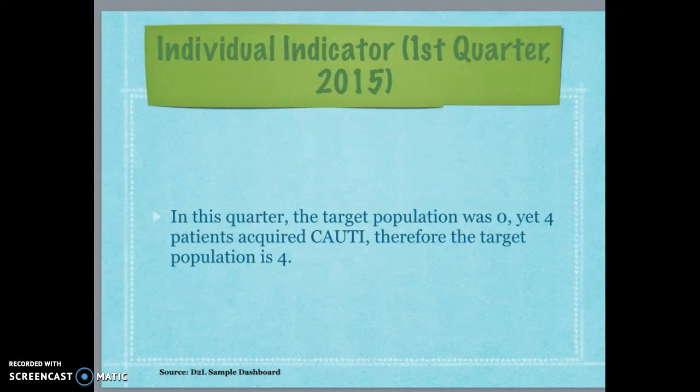Hi, my name is Elizabeth Apaliokai. I'll be explaining the significance of individual indicators in CAUTI prevention. In the first quarter of 2015, in the sample dashboard, the target population was 0 because we don't really expect anyone to acquire CAUTI. And yet, 4 patients acquired CAUTI, therefore the variance is 4.